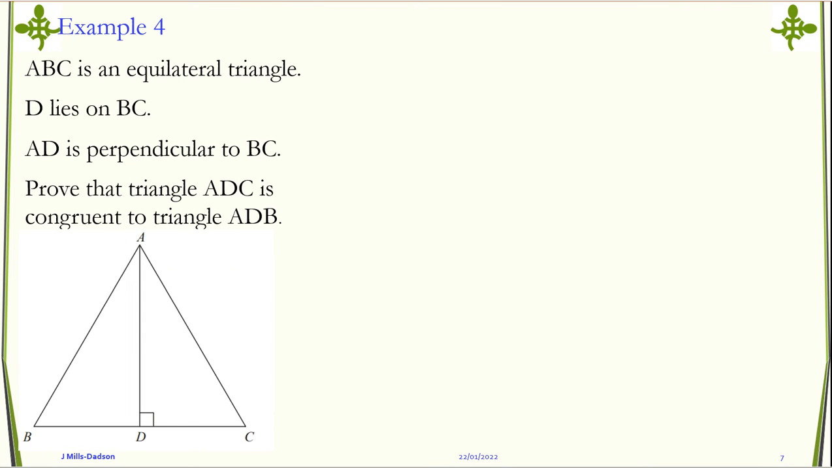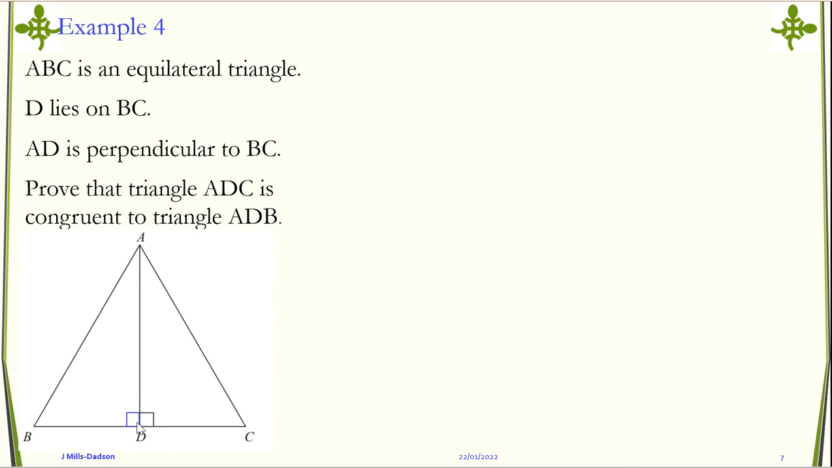Example 4, we're supposed to prove congruence of triangles. ABC is an equilateral triangle. D lies on BC. AD is perpendicular to BC. So we know AD is perpendicular to BC. Prove that triangle ADC is congruent to ADB.